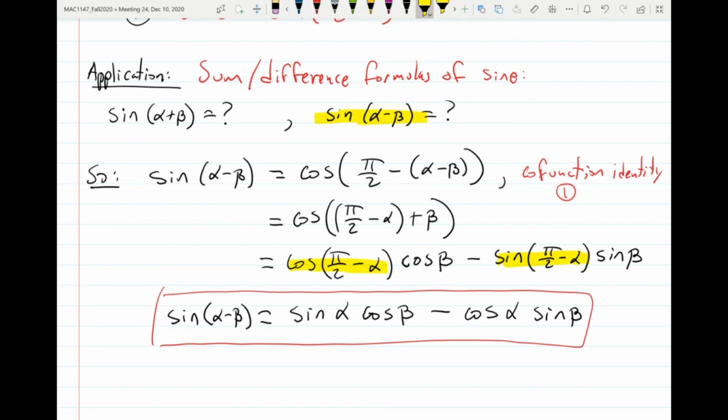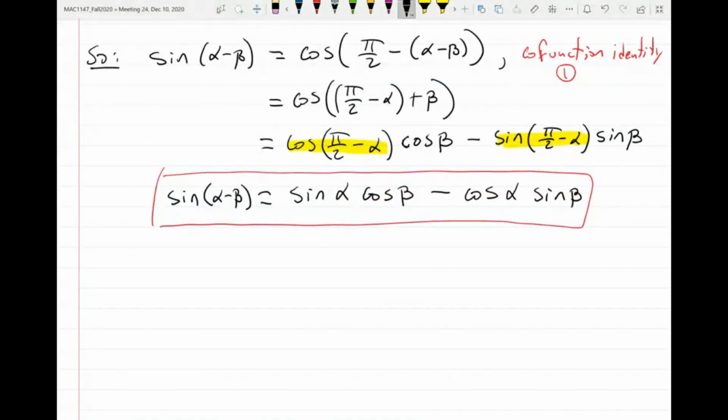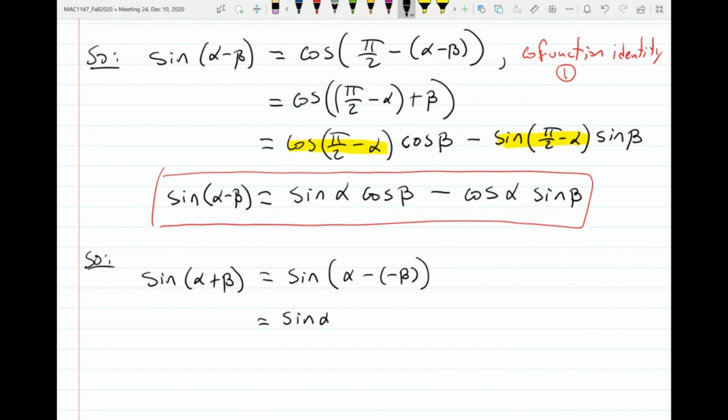All right, good. So that's the formula for the difference. Now, since we know the difference, we can go ahead and use the trick to come up with the formula for the sum. So if you want to know what sine of alpha plus beta is, well, we just play the trick. This is sine of alpha minus beta. Now let's use the formula that we just figured out. So it's sine cos minus cos sine.